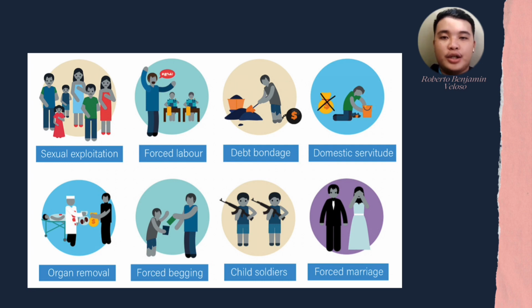Debt bondage happens when people give themselves into slavery as security against a loan or when they inherit a debt from a relative. So debt bondage means they work as slaves as security for their loan and to pay off their debts.